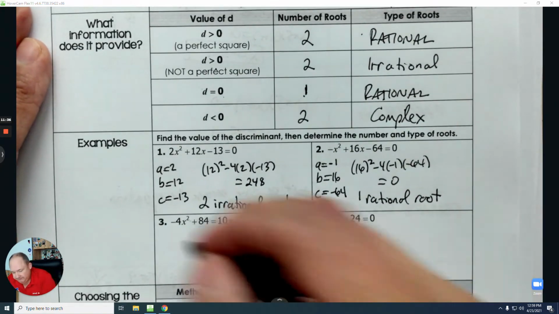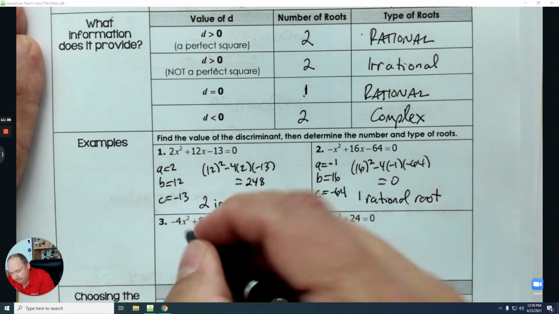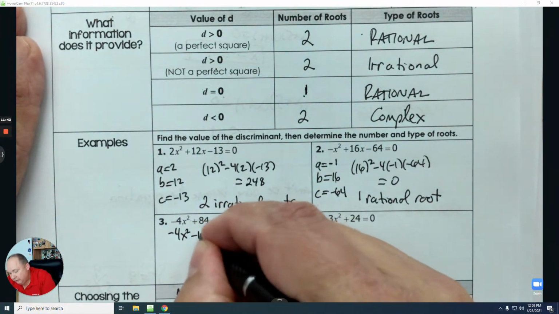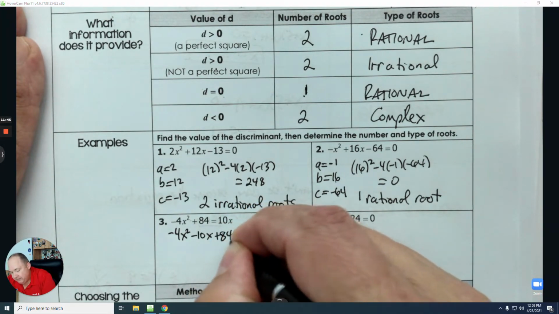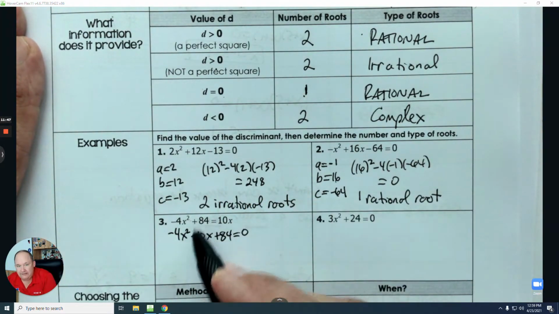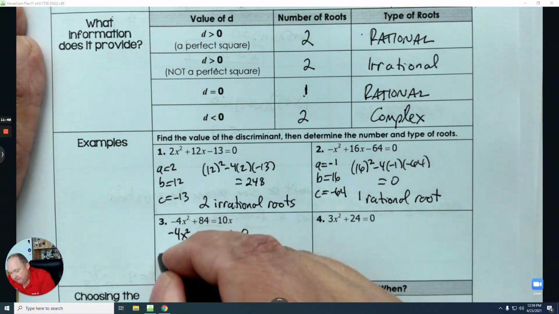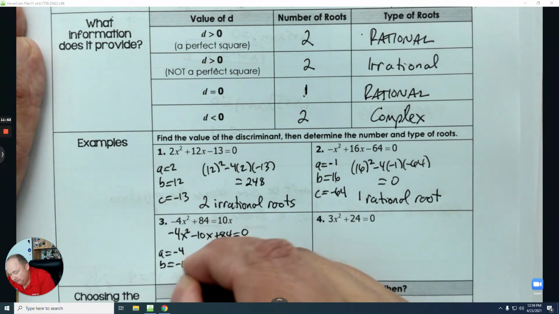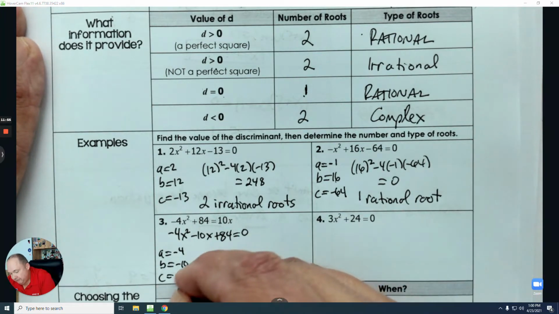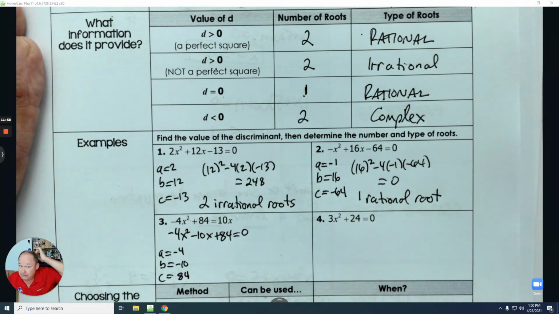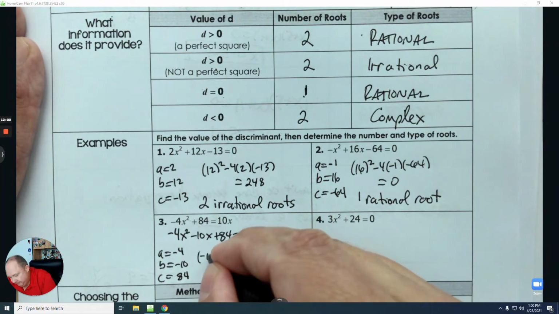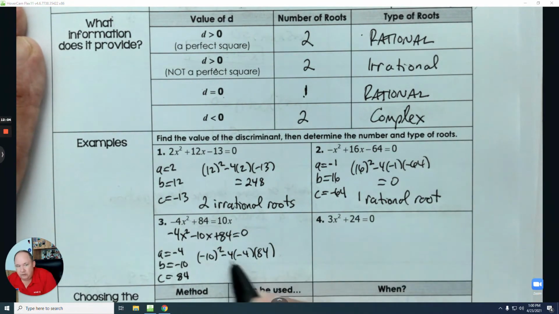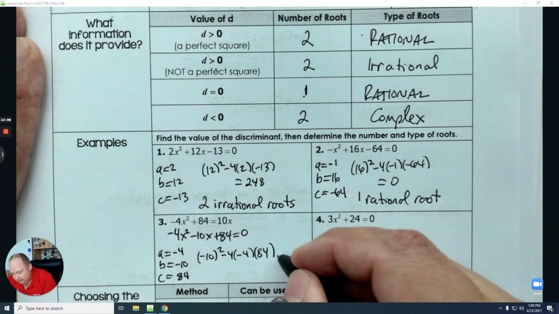Number 3, it's not equal to 0. That is essential. I've said that word a couple times already. Subtract 10x plus 84. So we're going to subtract 10x. It must be equal to 0. Then you can write down what A equals, what B equals, and what C equals. And then you use the formula B squared minus 4AC. So again, it's okay if you used a calculator. I'll calculate it for you.